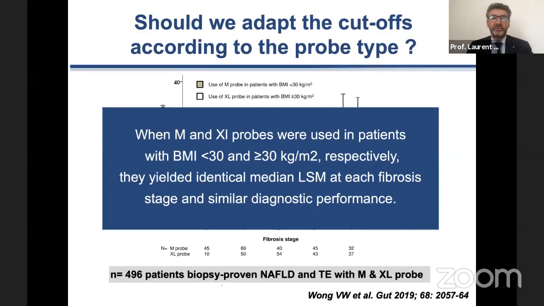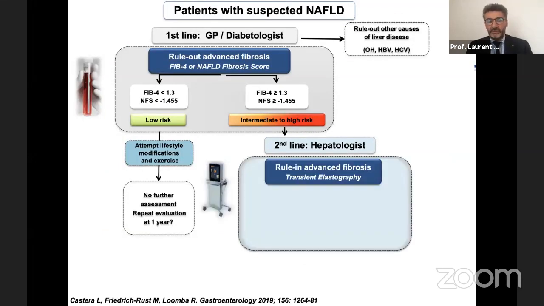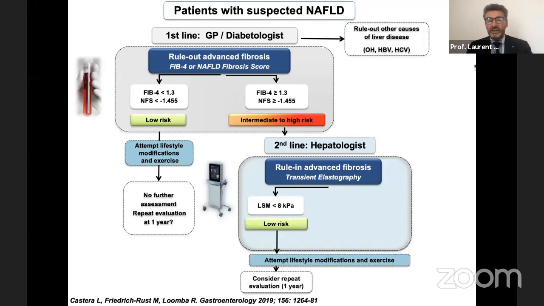I think this is an important message for our practice. So back to our algorithm proposal. Then you're going to use transient elastography with the XL probe to rule in advanced fibrosis. As I mentioned, if you're below 8 kilopascal, the risk is low. Again, you have standard lifestyle modification and you consider to repeat. It's easy to repeat, let's say every year, for instance.